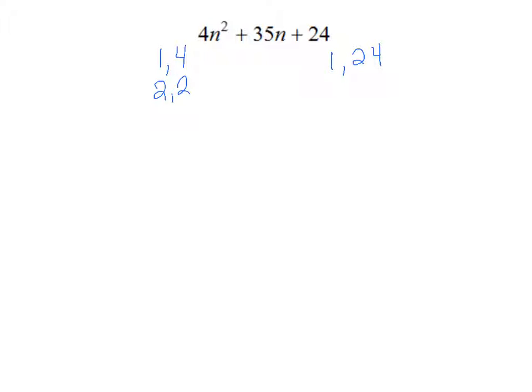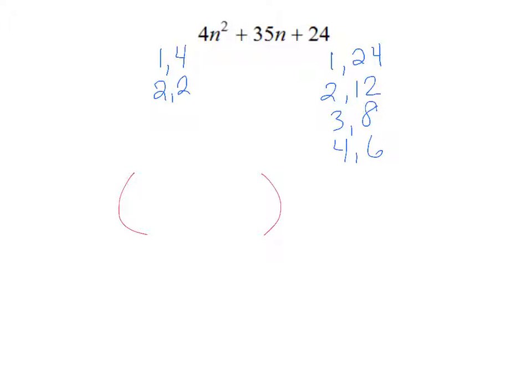Now do you think we want this to be a positive and a positive, or do we want this to be a negative and a negative? Well, look at where you're headed. You want it to end up a positive 35. So that means you want these to be positive. Remember, this means they're going to be the same sign. Since it's a plus, they're both going to be whatever that one is. Other factors would be 2 and 12, 3 and 8, and 4 and 6.